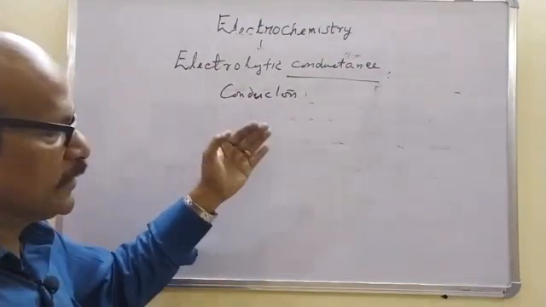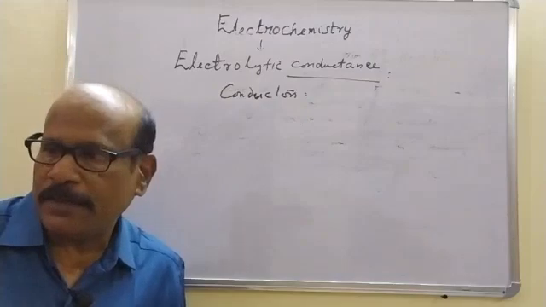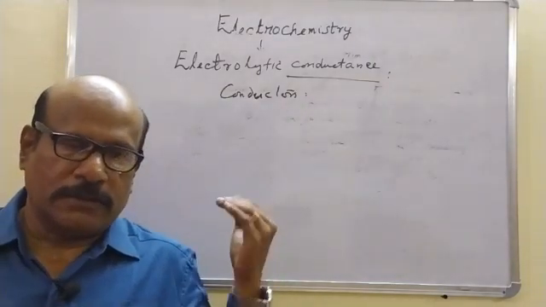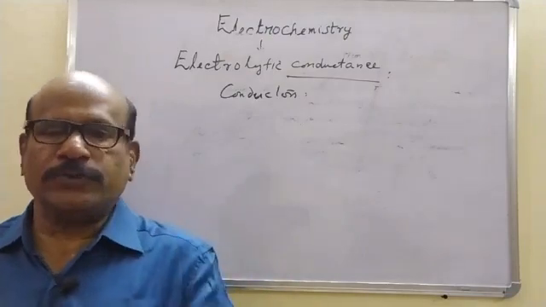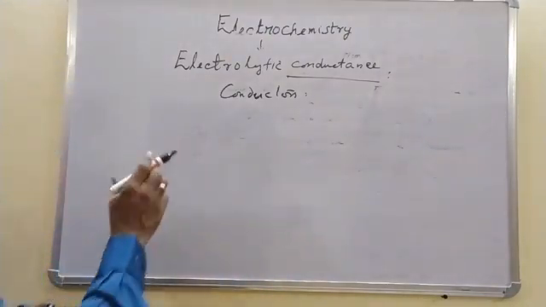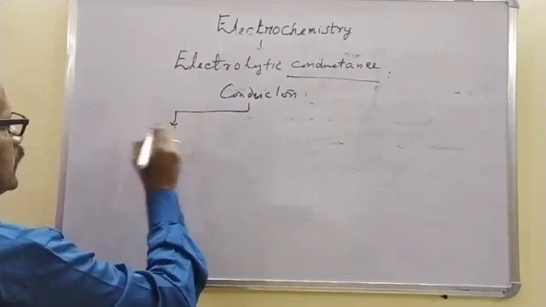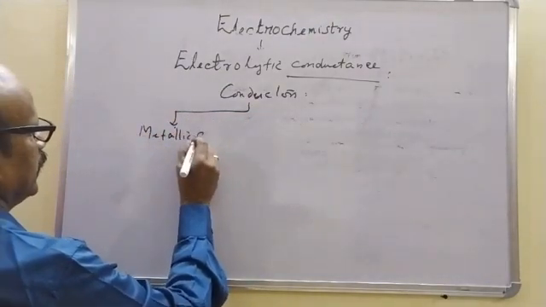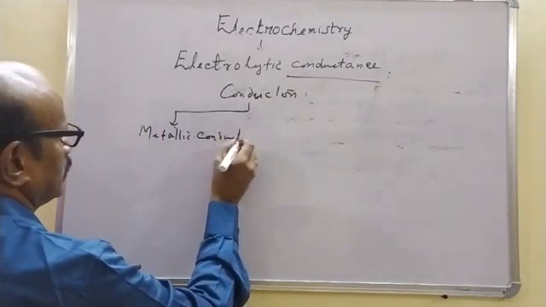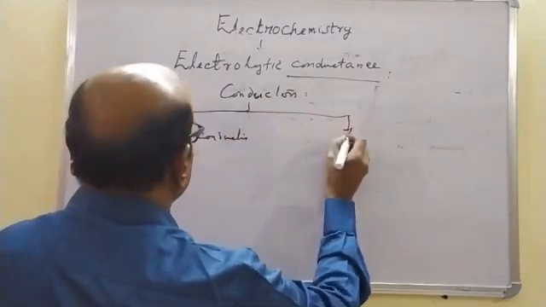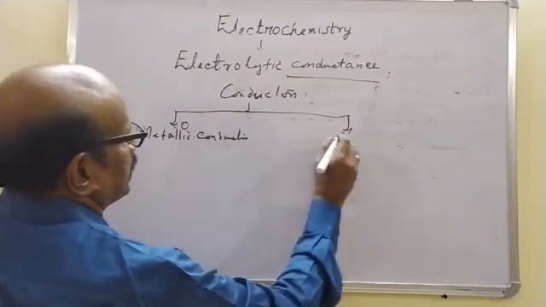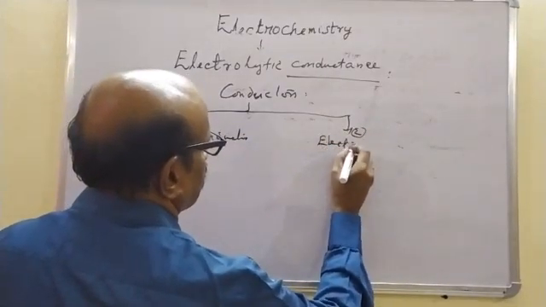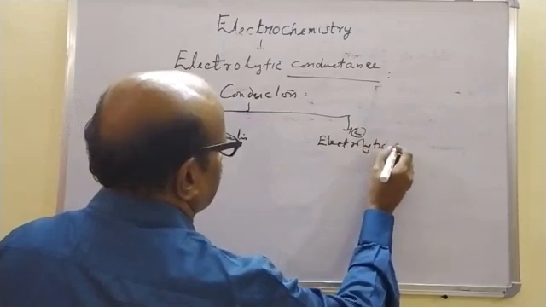Well, thus we are discussing the conductors, those substances which can allow the passage of electricity through them. The conductors are of two types: one is the metallic conductor, and two is the electrolytic conductor.